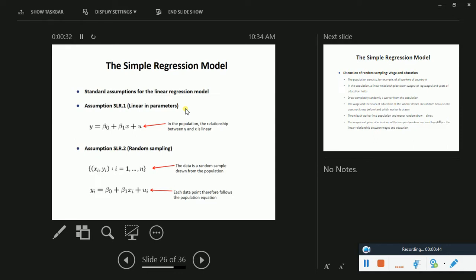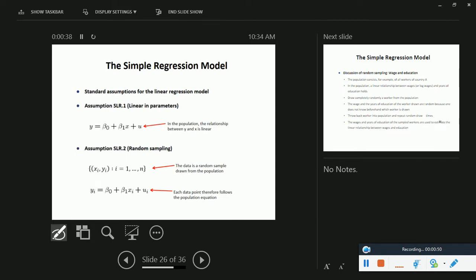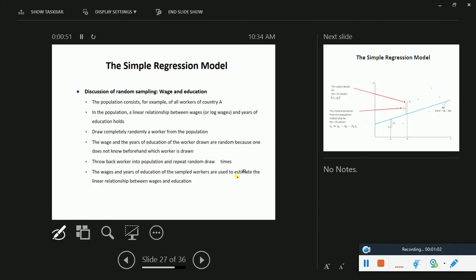And the second assumption is that it should be randomly sampled, right? Random sampling means the data is a random sample drawn from the population, and each data point therefore follows the population equation, right? There is an example, the discussion of random sampling in wage and education.